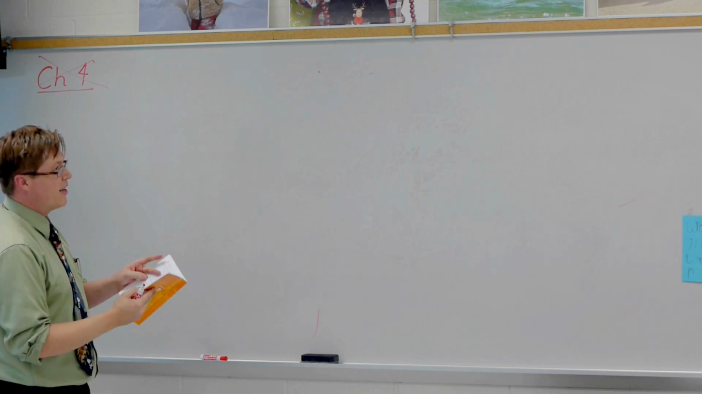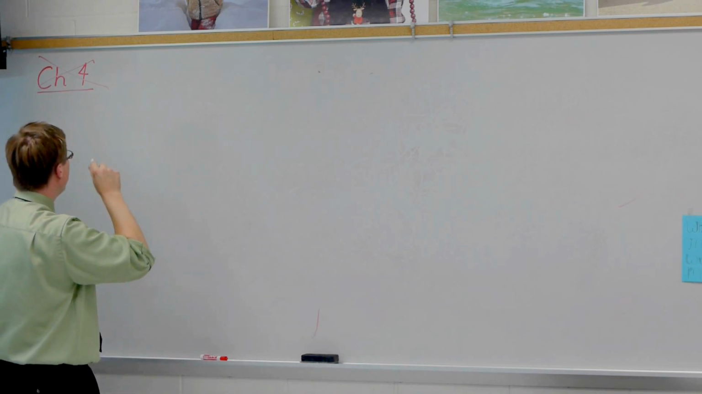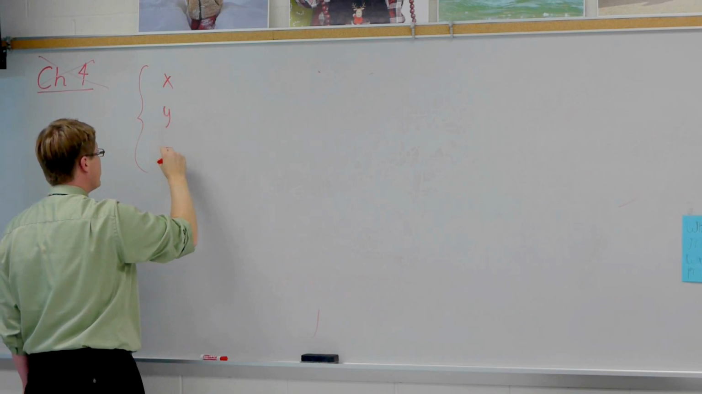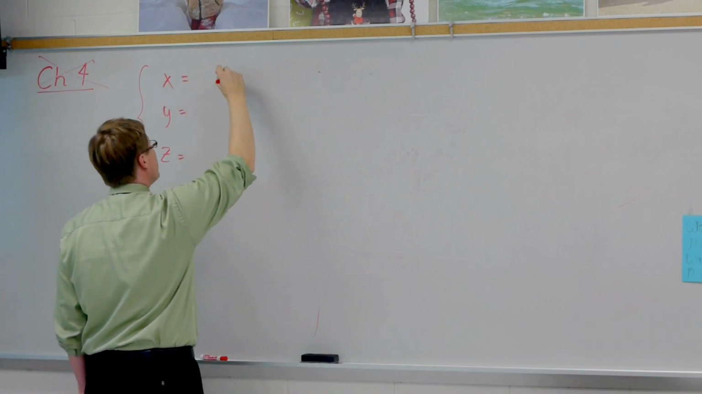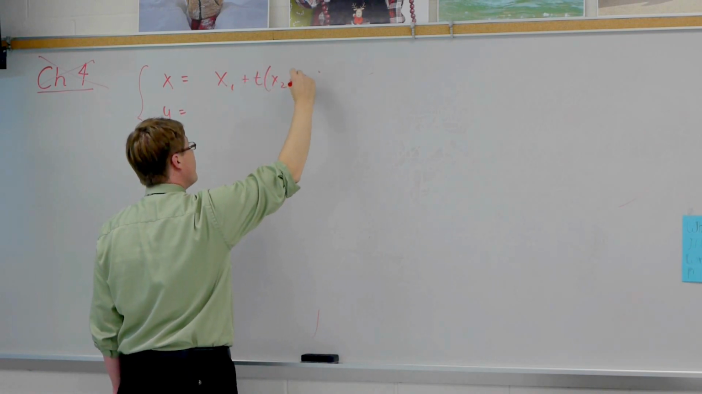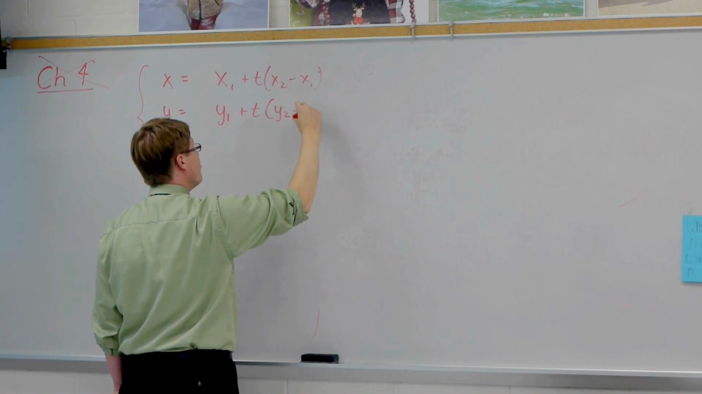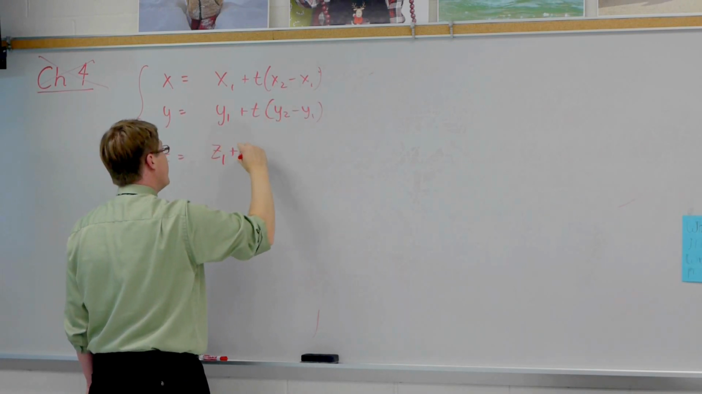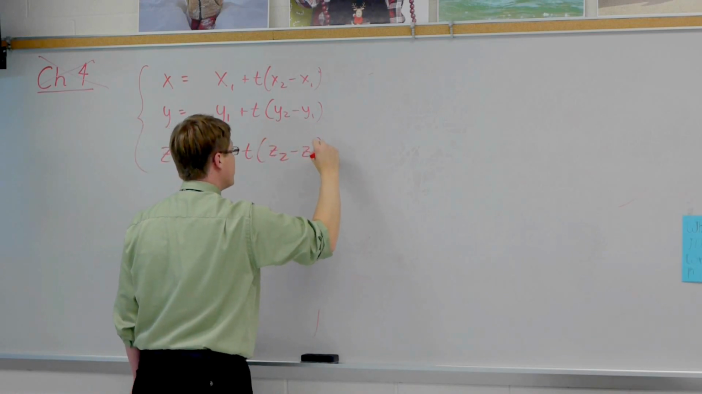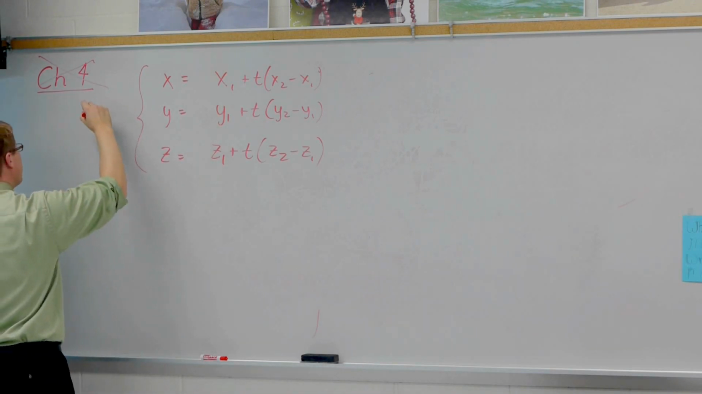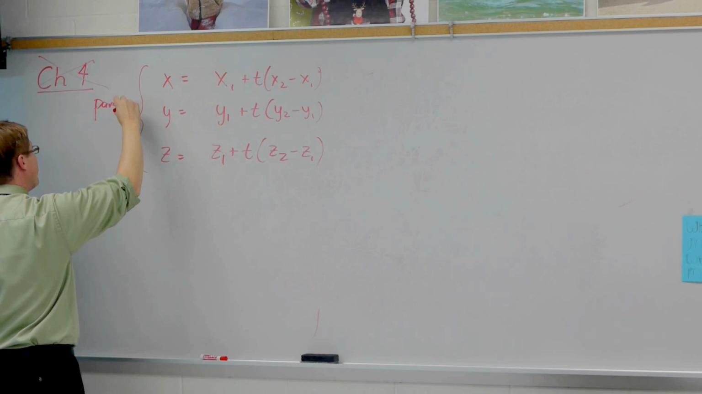Now, I'm going to take that same idea and just write it for x, y, and z, just so you can see a simpler version. So that's x1 plus t times x2 minus x1, y1 plus t times y2 minus y1, and z1 plus t times z2 minus z1. So that's the same thing, I've just gotten rid of the extra level of abstraction. It's still parametric equations.